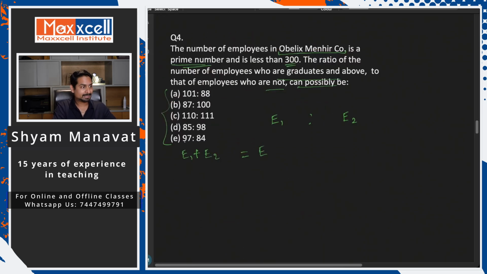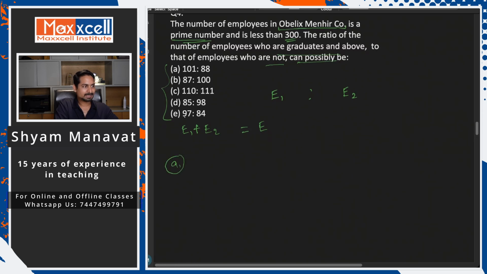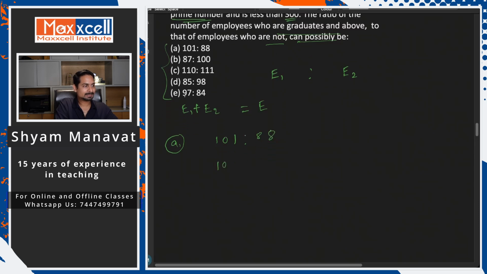Now let's see how we apply the prime number, test 1, test 2 concept in these options. As I said, this question is based on the concept of prime numbers rather than ratio. So if I try option A, 101 is to 88, the sum of both, 101 plus 88, will get you 189.